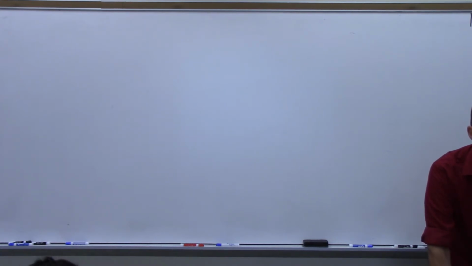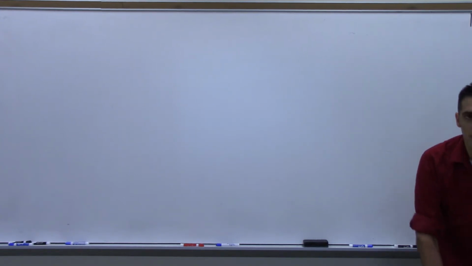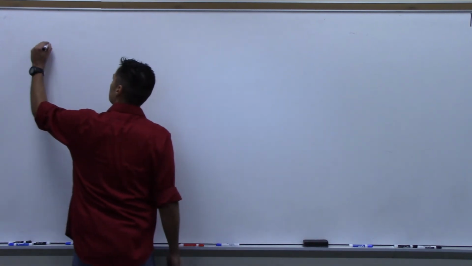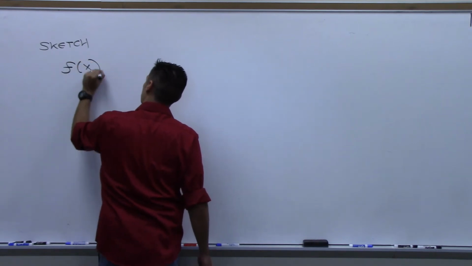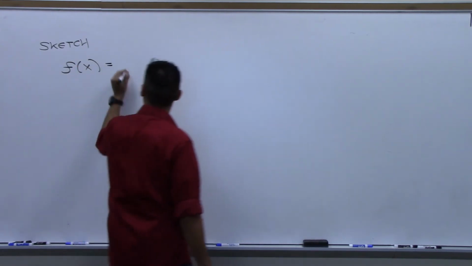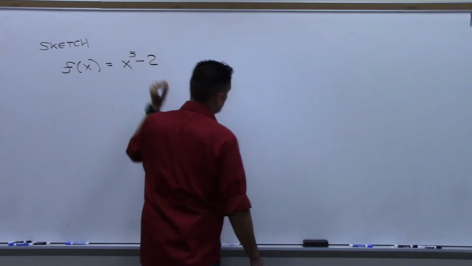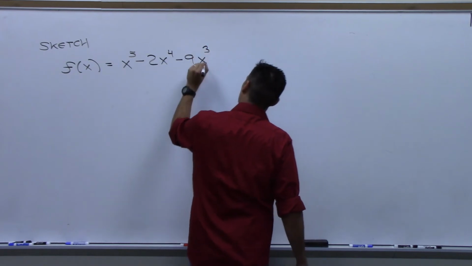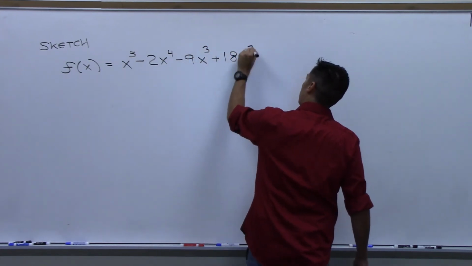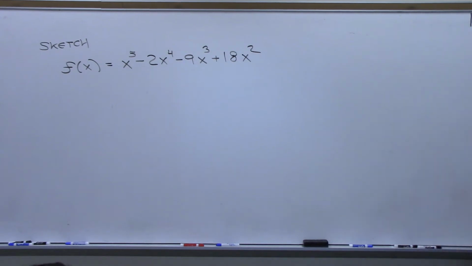Hold on. X squared, -3, -3, 0. That's what I want right there. Okay, let's sketch this. F of x equals x to the 5th minus 2x to the 4th minus 9x to the 3rd plus 18x to the 2nd. All right, there it is. So we're asked to sketch this.